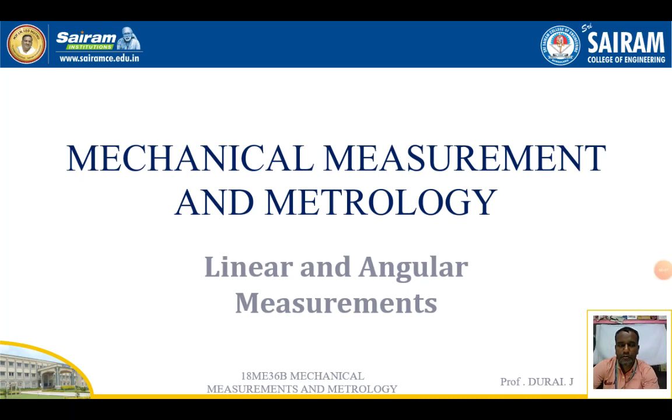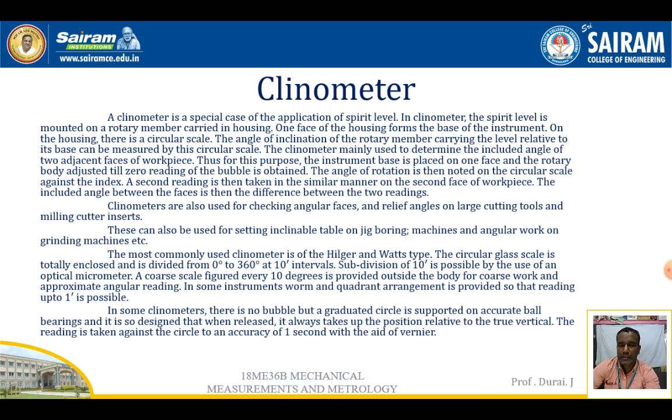Everyone, in this video we are going to discuss linear and angular measurements in the mechanical measurement and metrology subject. So, the clinometer is used to measure angular measurement, along with the autocollimator. Here the clinometer is used to measure the included angle, the angle between the two adjacent sides of the component. So for that the clinometer has to be used.